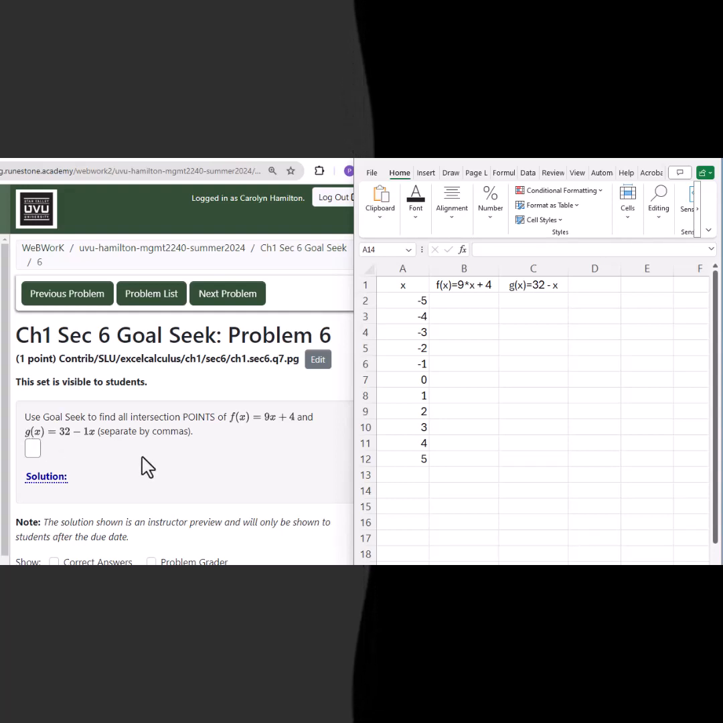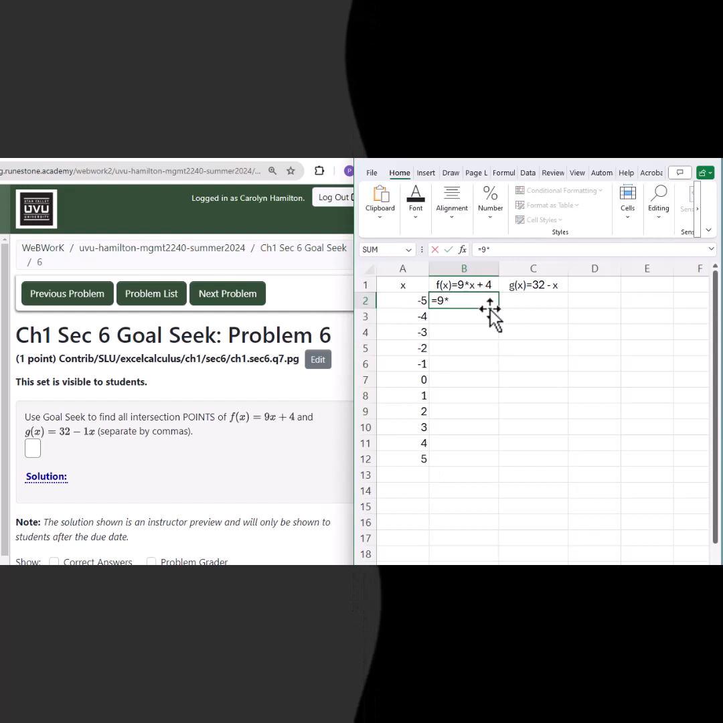Use goal seek to find all intersection points. Now we have two equations. Each of these equations is a straight line, and just from geometry, two lines can only intersect in one spot. So I know that I'm only looking for a single answer, a single solution.